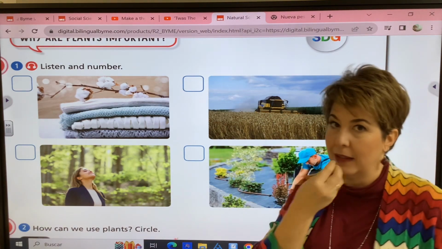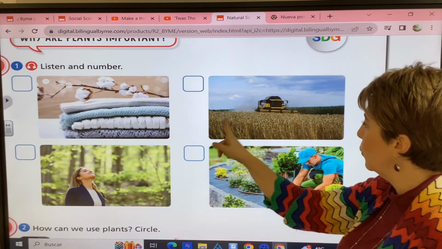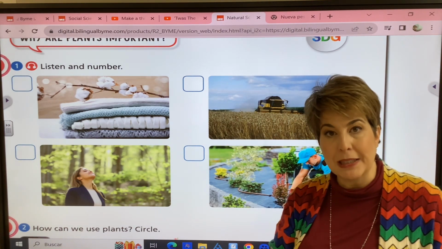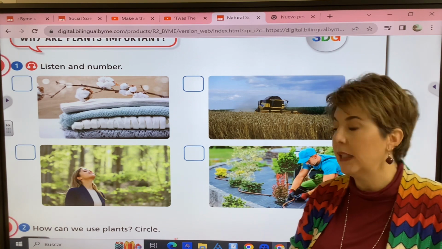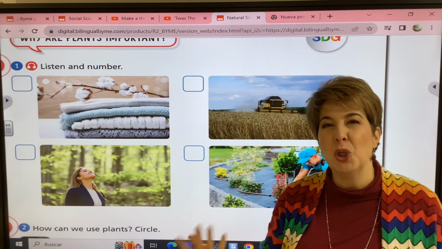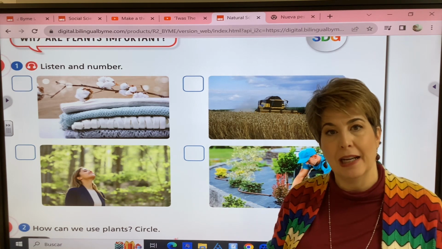Then plants give us food. With wheat, with these cereals, we make pasta, we make bread, and plants also provide beautiful decoration in the house.